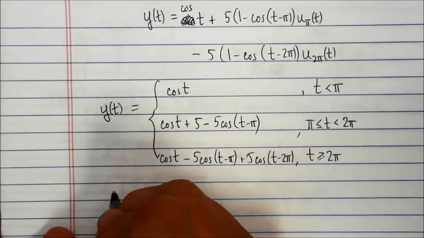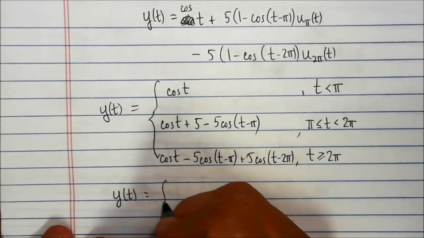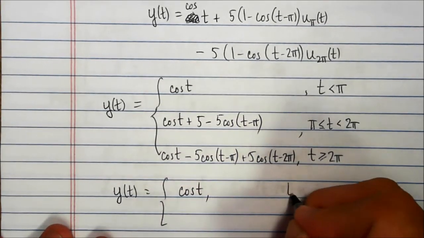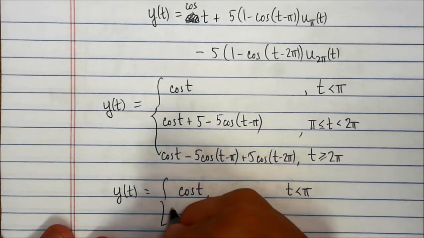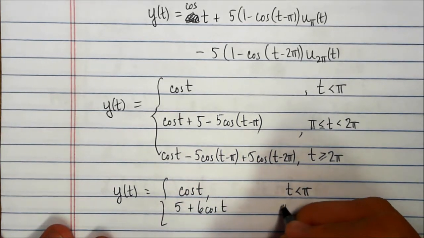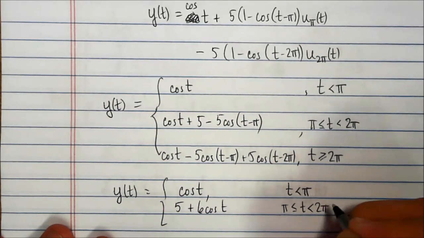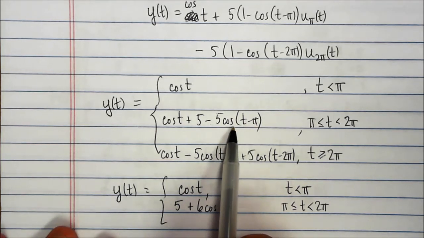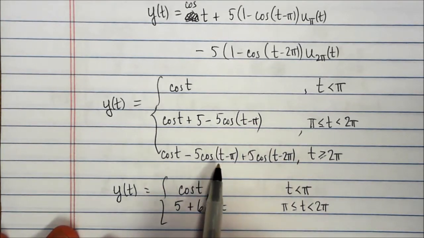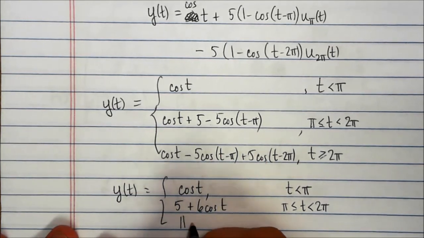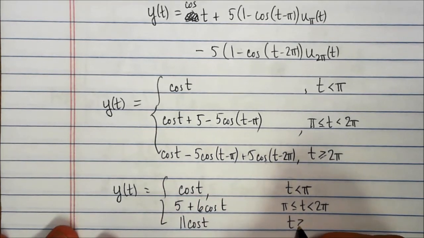I wouldn't necessarily expect this on the exam, but using trig identities, this can be written significantly more simply. It's cosine t if t is less than pi. Then it's 5 plus 6 cosine t if t is between pi and 2 pi, because negative 5 cosine of t minus pi is the same thing as plus 5 cosine t. And then lastly, that's cosine t, that's cosine t, so it'd be just 1 plus 5 plus 5, 11 cosine t, if t is greater than or equal to 2 pi.